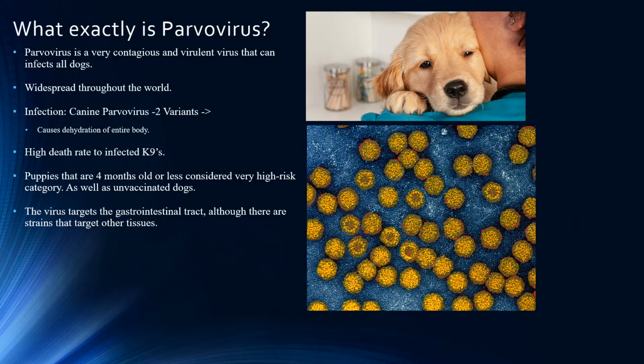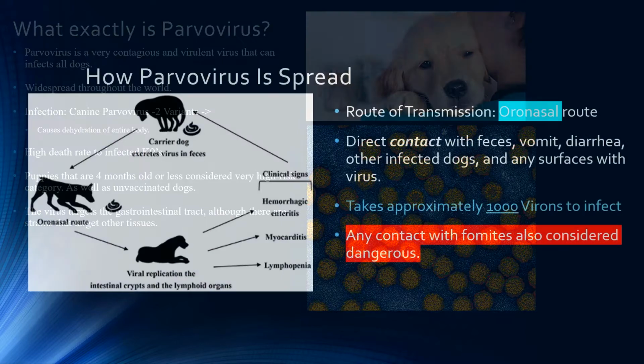So what exactly is parvovirus? Parvovirus is a virus that infects canines primarily, although it infects other species of animals as well. The highest risk group are considered puppies, 4 months old or less, and unvaccinated dogs. Parvovirus specifically targets the gastrointestinal tract, although it can go ahead and infect other tissues.